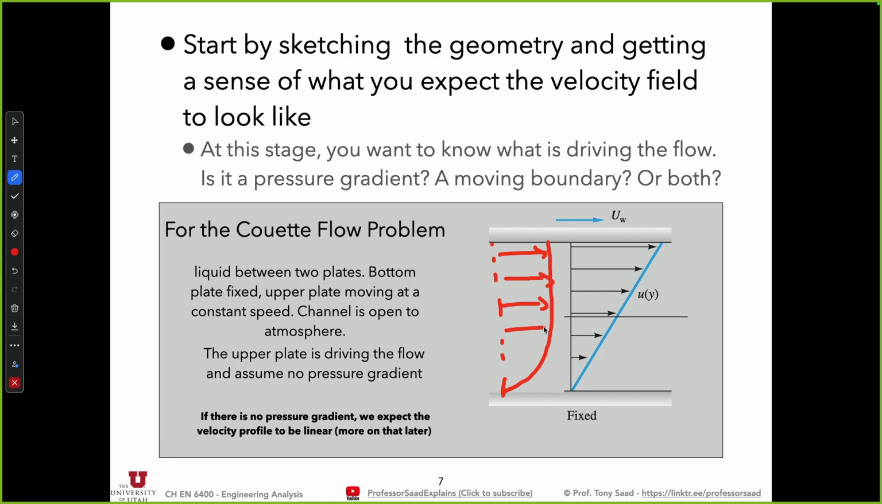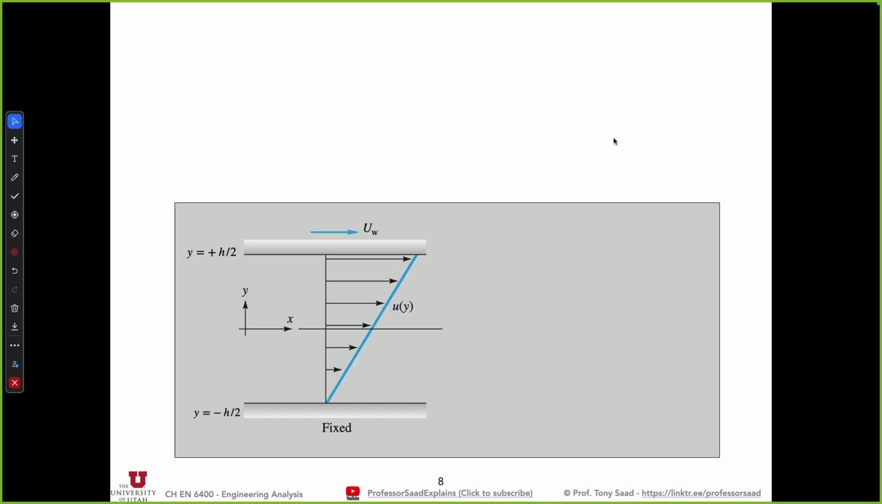You see that later we will deduce that whenever there's a pressure gradient or gravity, the profiles will be parabolic. Otherwise, if there's no pressure gradients and no gravity, the profiles will be linear. Okay. So you do this first step, just get a sense of what the flow looks like. This is very important because it gives you a sense of intuition of what you're looking for.